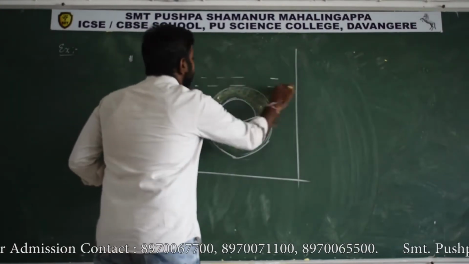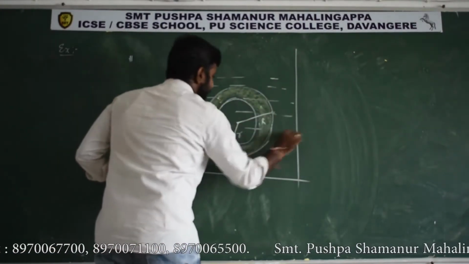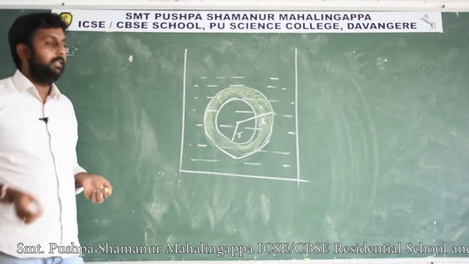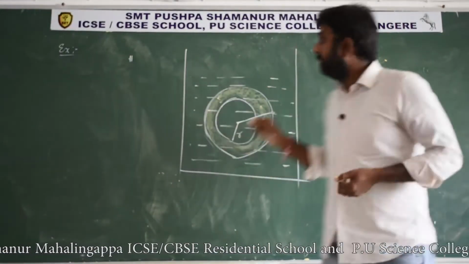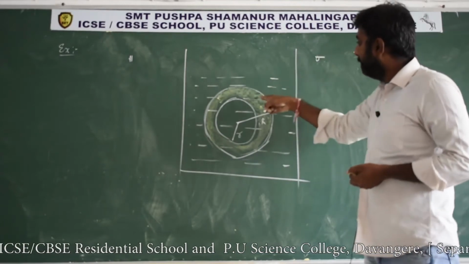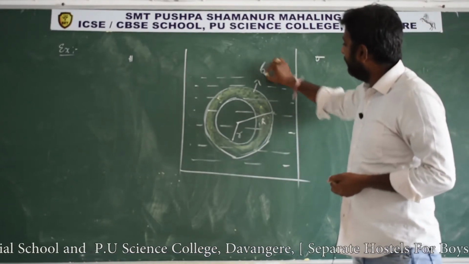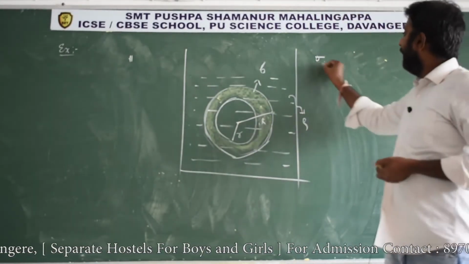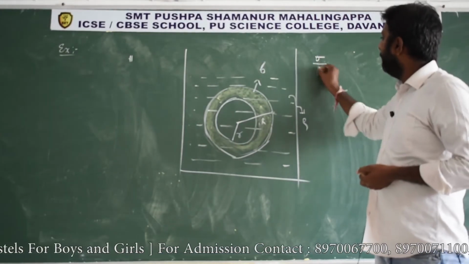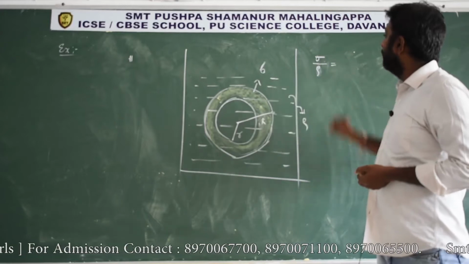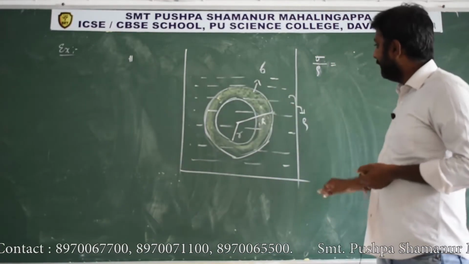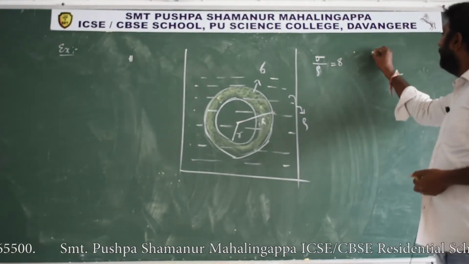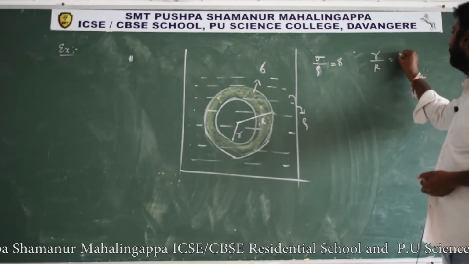And this sphere is floating inside the liquid given in the question. This diagram itself is the question. The sphere is floating in the liquid, and let us consider sigma is the density of the sphere and rho is the density of the liquid. And in the question they have given that the ratio sigma by rho, the ratio of density of the sphere to the density of the liquid, is 8, and we need to find the ratio of small r by capital R.